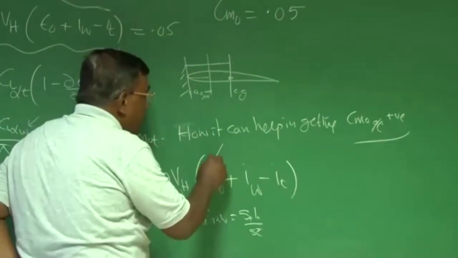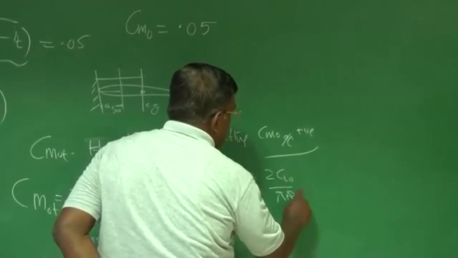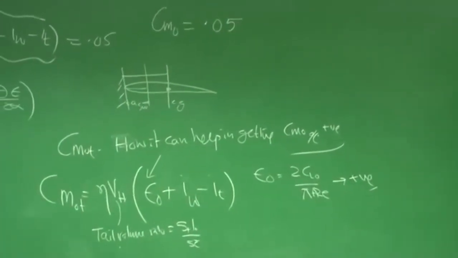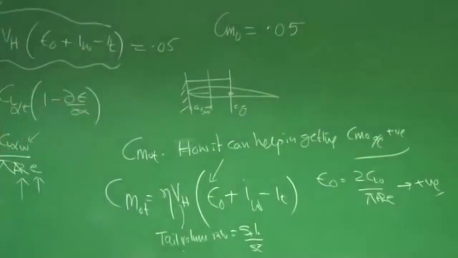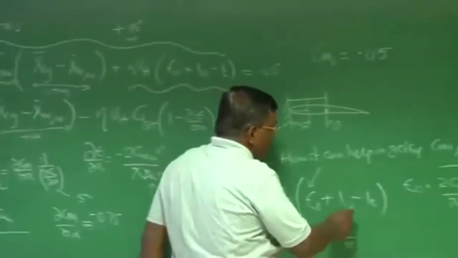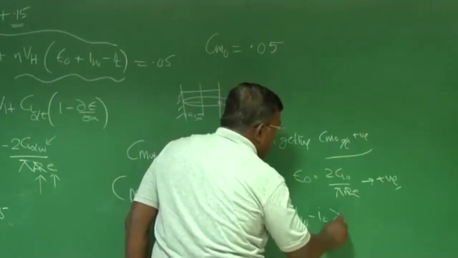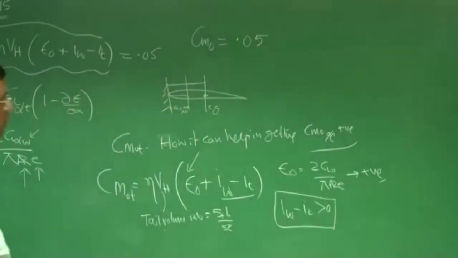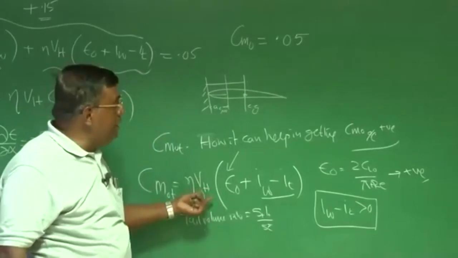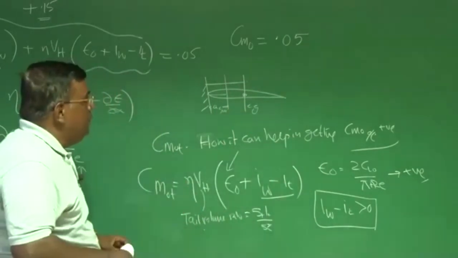But look here, for a cambered aerofoil, epsilon naught will be 2 CL naught by pi aspect ratio E approximately. So this will be a positive number, right? If it is more cambered, then this epsilon naught will be more positive. But more cambered means CMAC is also becoming more negative. Then you have IW minus IT. The message is, as long as you keep IW minus IT greater than 0, it will give you positive CM naught, isn't it? And you can scale it up by increasing the value of VH. So if I increase tail volume ratio and if I increase this difference, then CM naught of the aircraft will become more and more positive. So what is the meaning in terms of design?